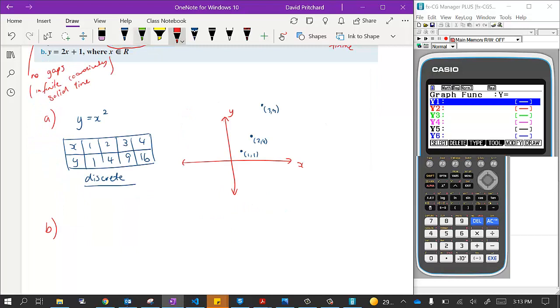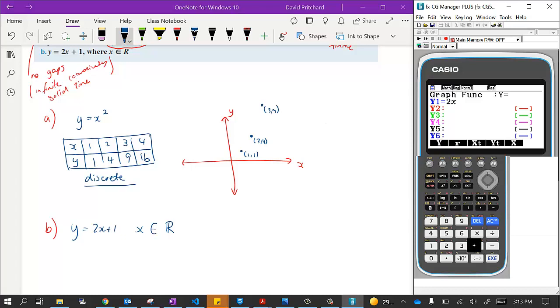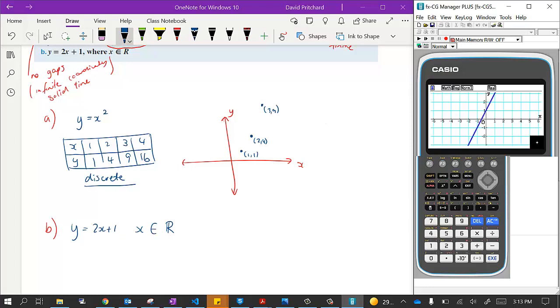Now when we look at B, we've got y is equal to 2x plus 1. We've got here x is an element of the set of real numbers. Now, this set of real numbers means it can be anything between negative infinity and infinity. Not just whole numbers, but any number. For this one, we're going to use our graphics calculator. So let's just enter this in, 2x plus 1, and we're going to draw that.